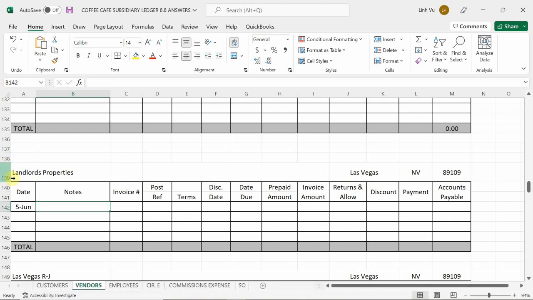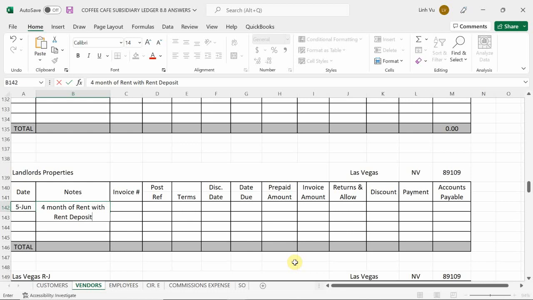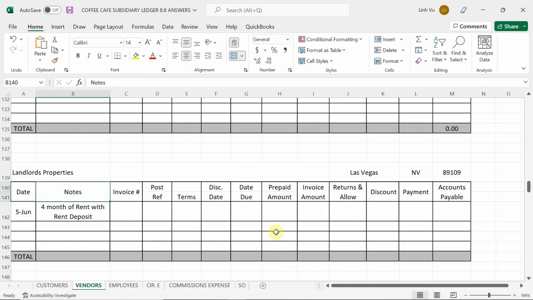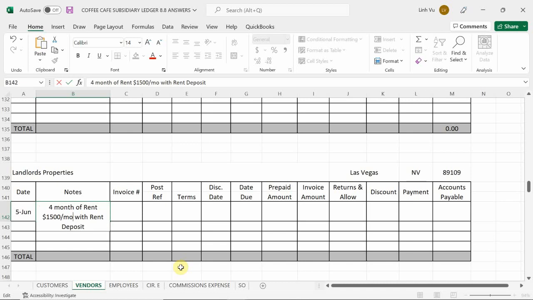So in this case, what's my note to my landlord properties? Well, I just rented out 4 months worth of rent with rent deposit. Okay? Now, I got to go back. Okay, so 4 months worth of rent. I'm going to put $1,500 per month. Okay? With rent deposit. And what was my proof of a transaction? I wrote them check number 1501, right?